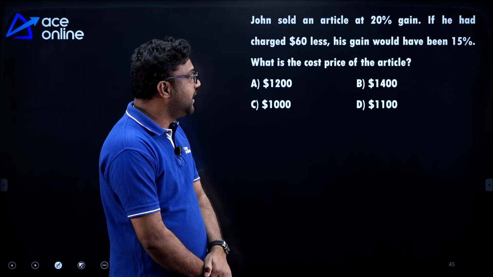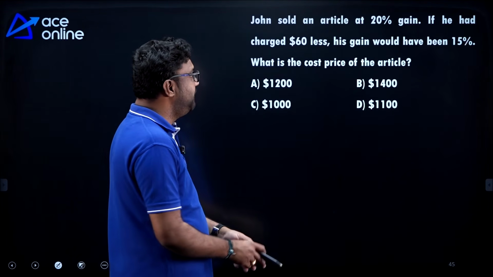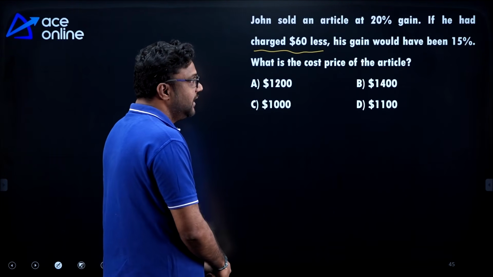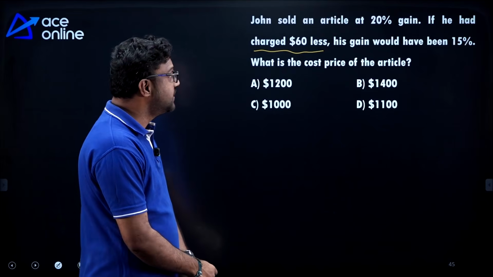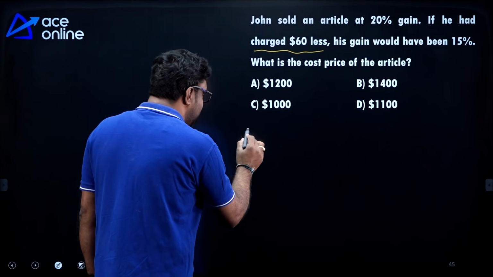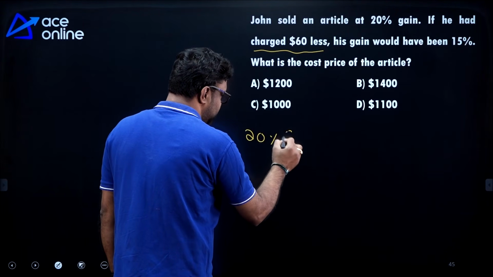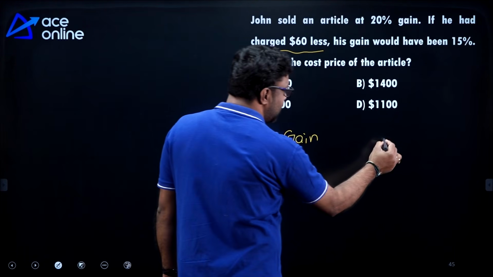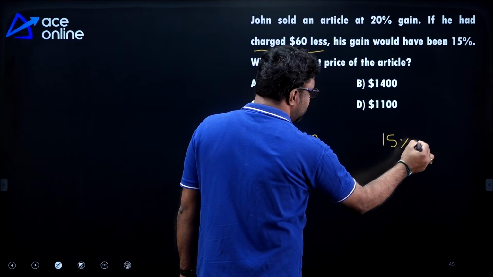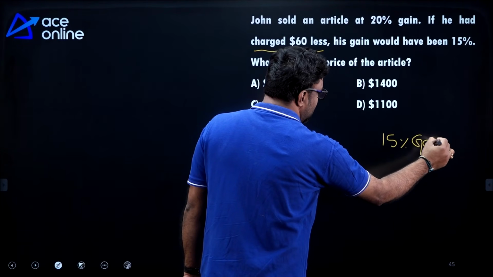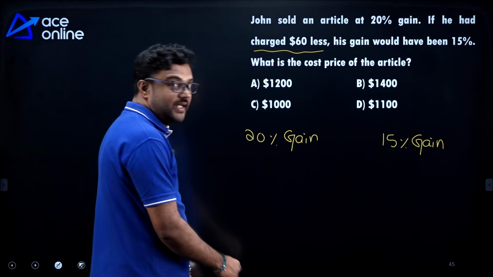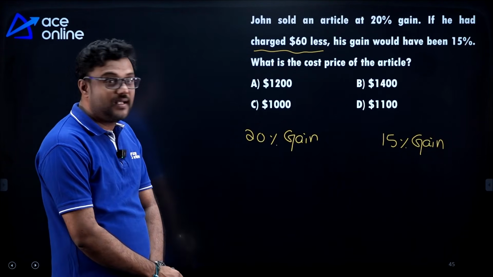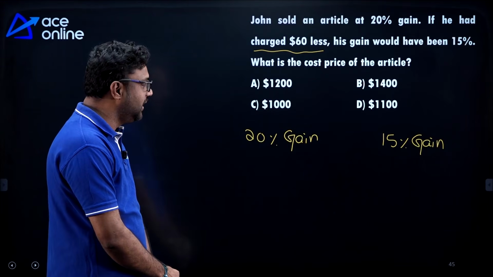John sold an article at 20% gain. If he had charged $60 less, his gain would be 15%. See, previously 20% gain is there. Now the gain is 15%. 20% gain, we want 15% now. So what is the cost price of the article?